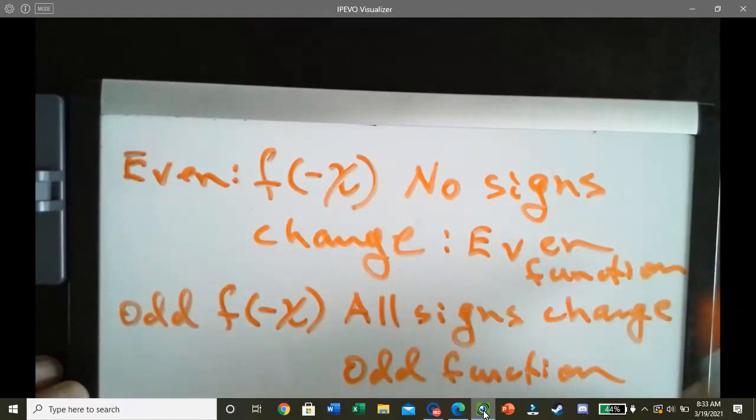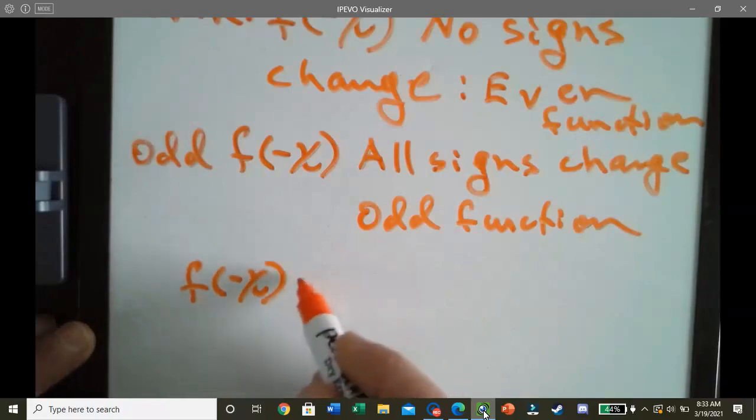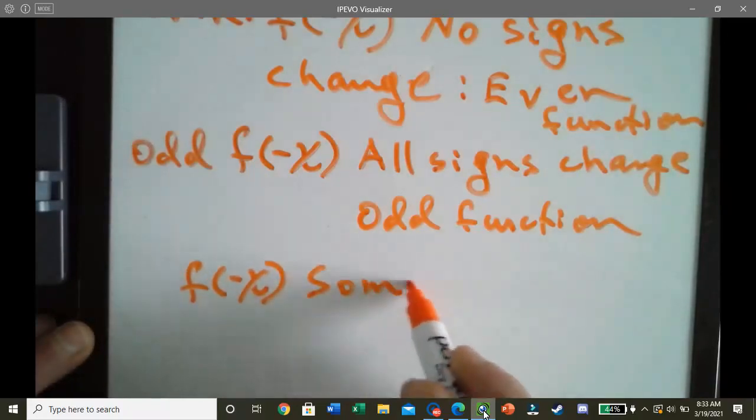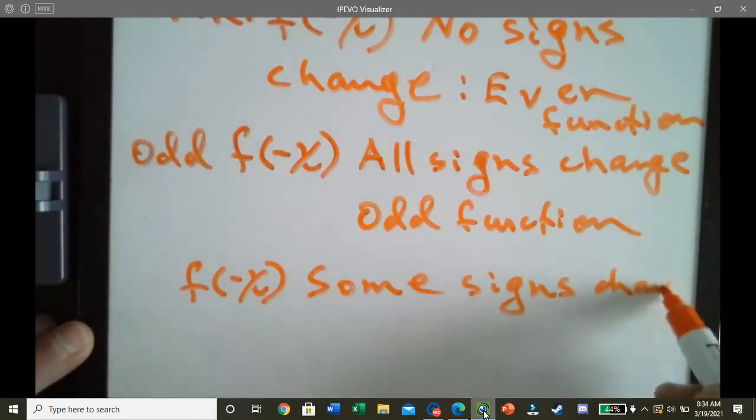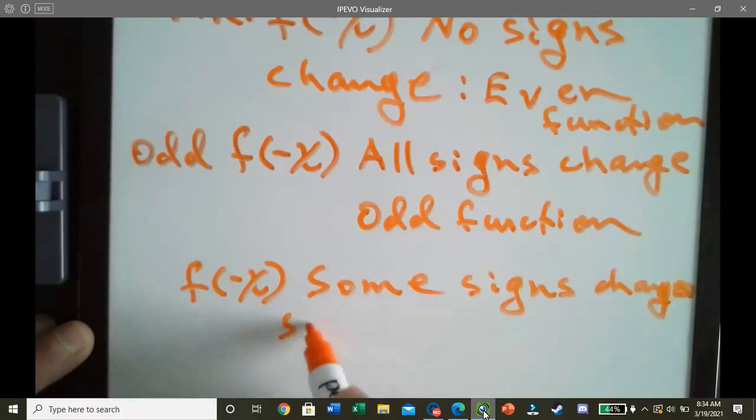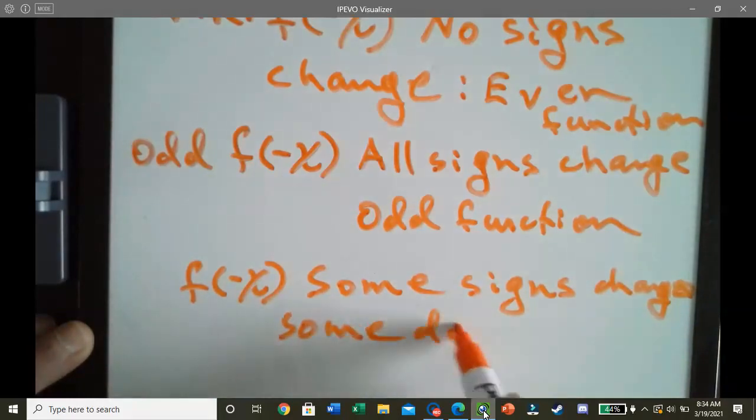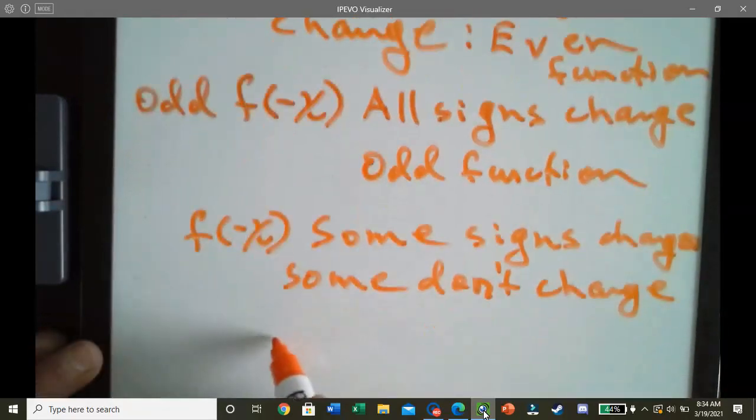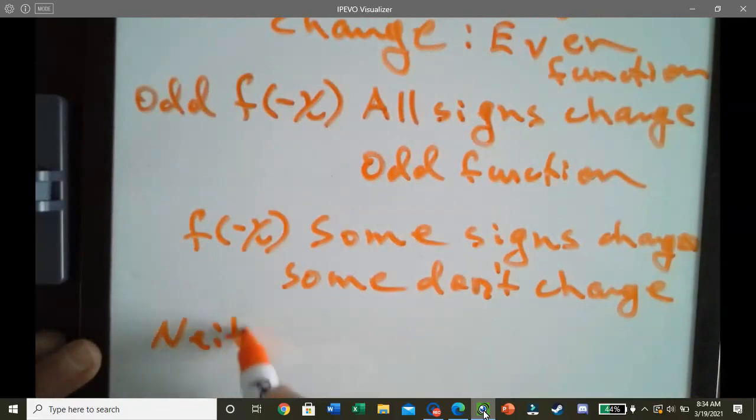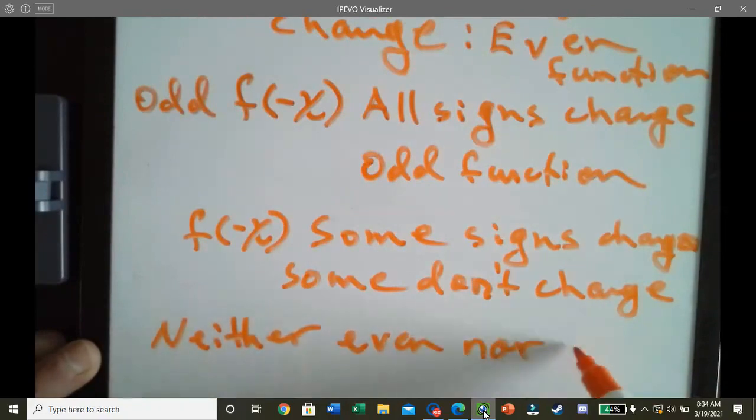If we substitute negative x in and some signs change and some don't, then it is neither an even nor an odd function. Okay?